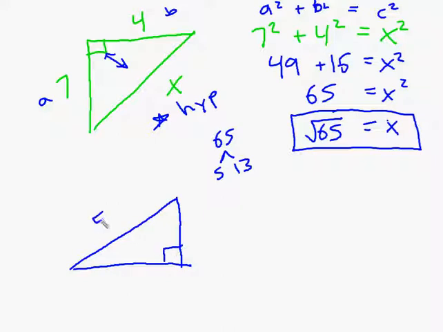Sometimes this throws us off. So let's say I have 5 root 3. Let's say this one is root 2. And let's say this is x.